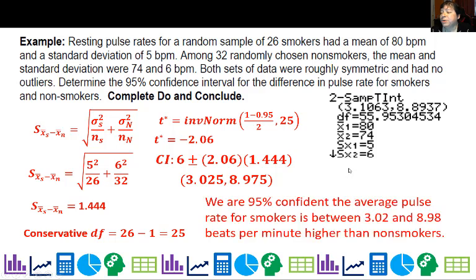So our conclusion is we are 95% confident the average pulse rate for smokers is between 3.02 and 8.98 beats per minute higher than non-smokers. And there you go, and that's the confidence interval from the calculator.